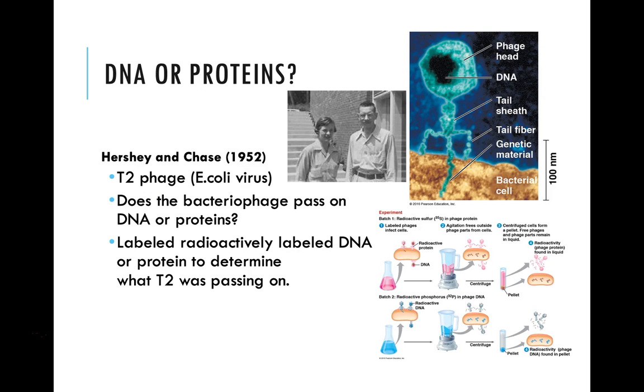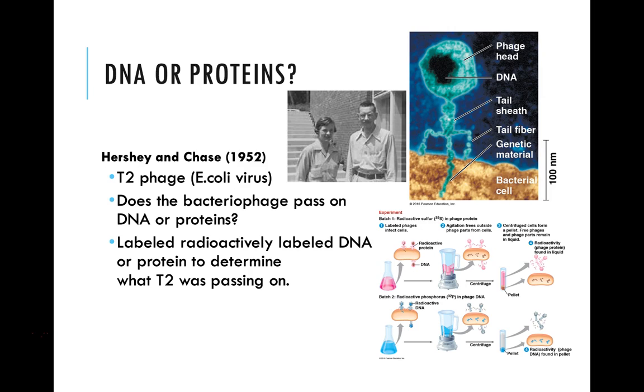So to finally figure out which component of chromosomes, the proteins or the DNA, were actually passed on as heritable genetic information, we have an experiment in 1952, which is about the time that Watson and Crick were looking at the structure of DNA. It's about the time that Erwin Chargaff was looking at the structure of DNA. So Hershey and Chase were a married couple who were working together, and they were studying the T2 phage.